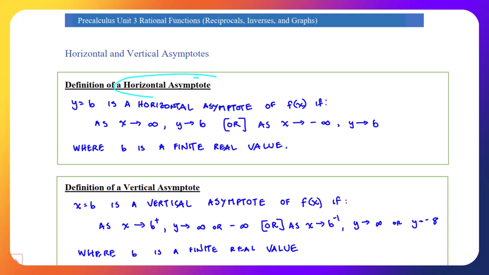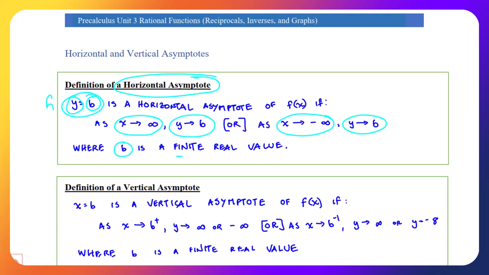So a horizontal asymptote is always going to be y equals. Those are horizontal lines. One way I remember it is that the y is an upside down h. So as I go to the right, the y value is getting closer and closer to some value b. As I go to the left, y is going to also get closer and closer to the same y value b, where b is a finite real number. It's a definite number.